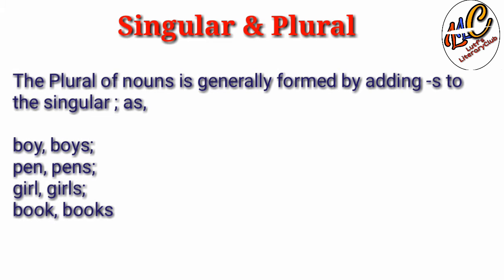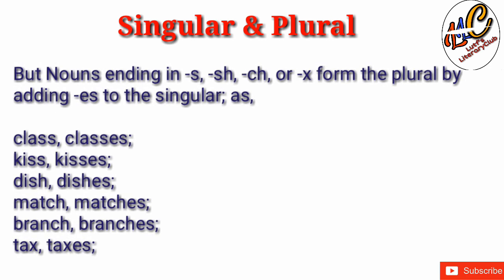The plural of nouns is generally formed by adding s to the singular. For example, boy, boys, pen, pens, girl, girls, book, books. But those nouns ending in s, sh, ch or x form the plural by adding es to the singular. For example, class, classes, kiss, kisses, dish, dishes, match, matches, branch, branches, text, texts.